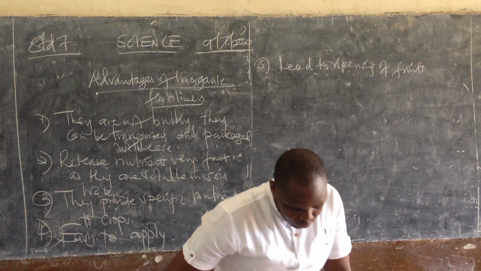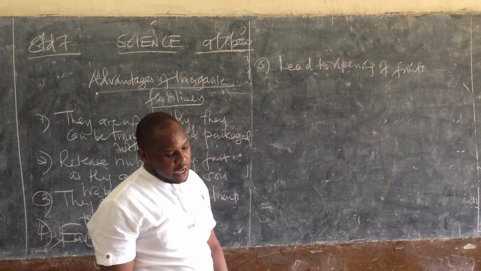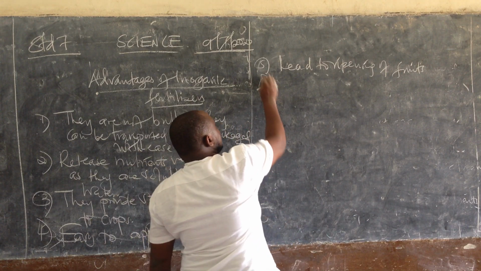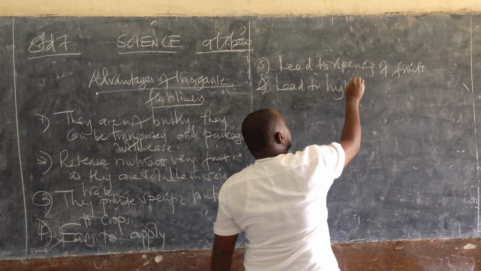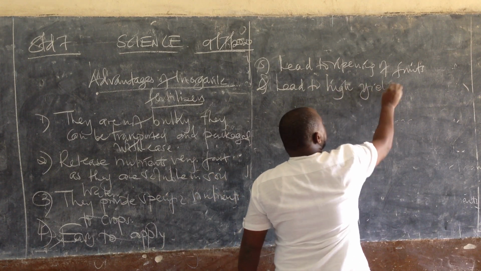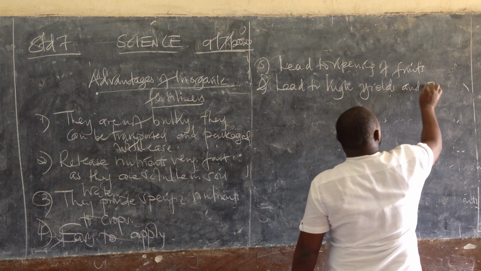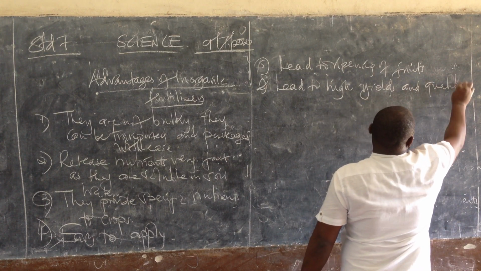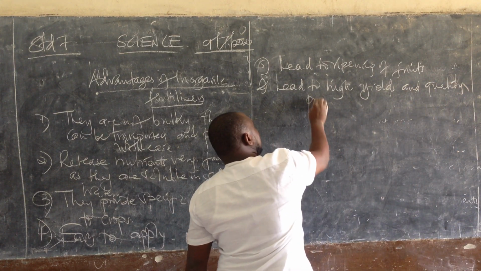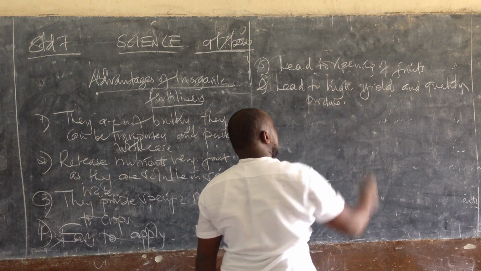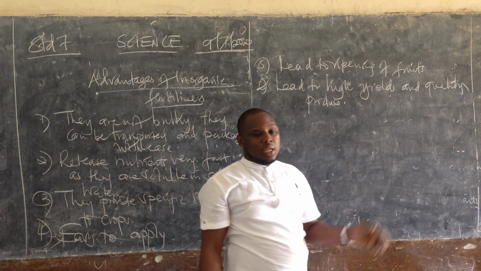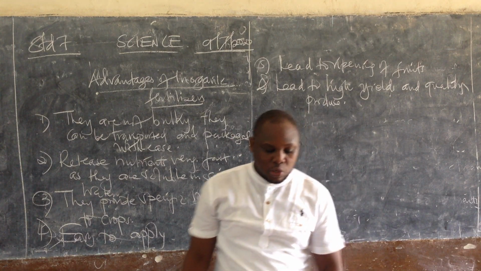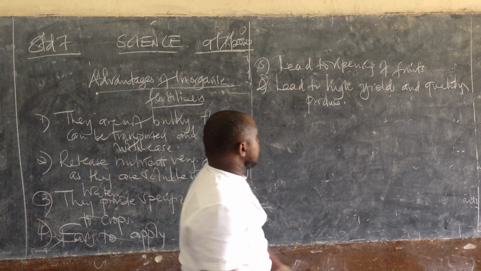And lastly, they lead to high yields and quality produce. The produce that we get from here, because of the specific nutrients, has high quality and a lot of yields at the same time.